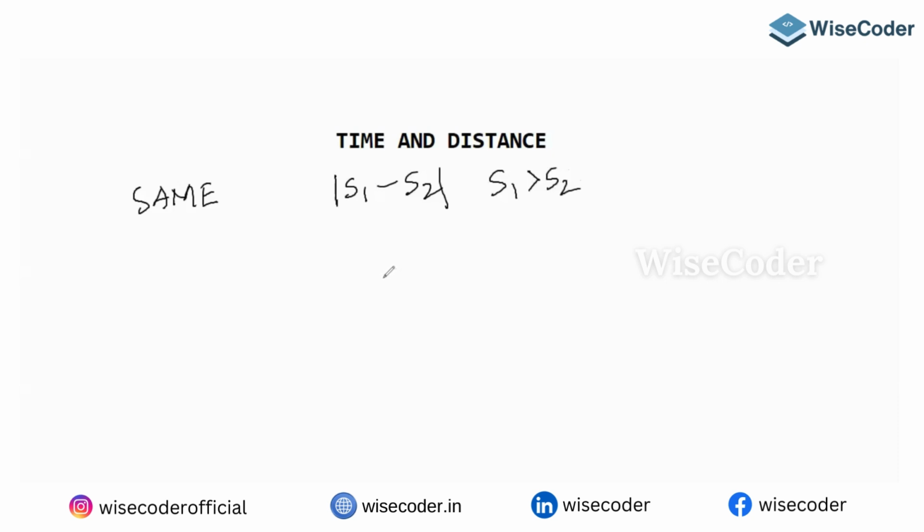If two bodies are moving in the opposite direction, the relative speed is equal to the sum of the speeds of the two bodies. The sum of the speeds of two bodies. Okay, so let's get into the questions.